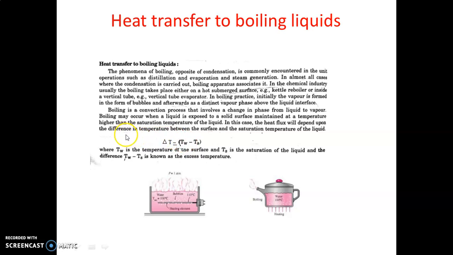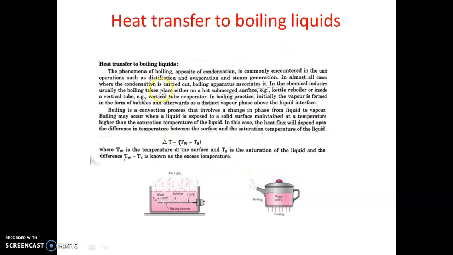Boiling generally depends upon the difference between the surface temperature and the saturation temperature of the liquid. So in case of boiling, delta T is equal to TW minus TS, where TW is the temperature of the surface and TS is the saturation temperature of the liquid, that is, the boiling point of that liquid. This difference TW minus TS is also called the excess temperature. So all this process is called boiling.